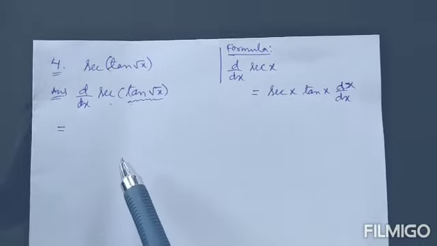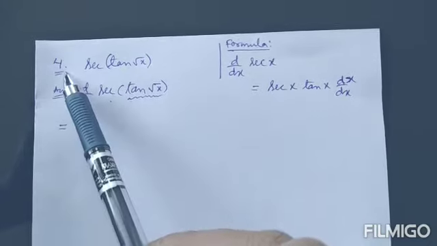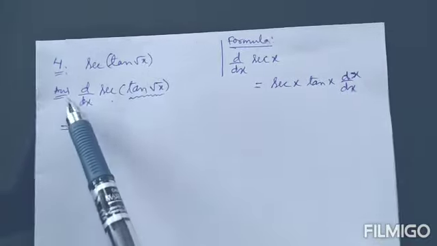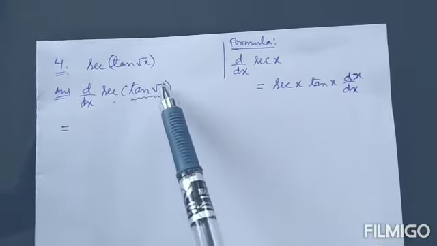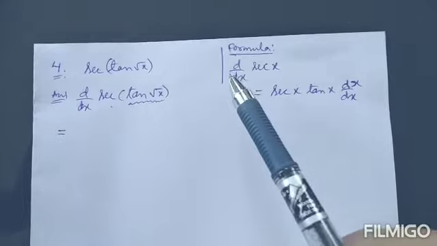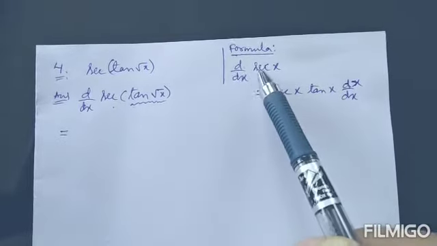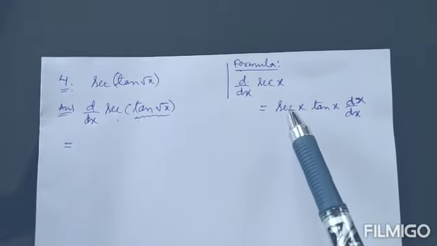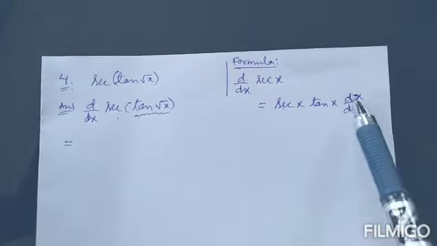Okay, student, today I will explain to you question number 4, sec of tan of root of x. Answer: d by dx of sec of tan of root x. The formula in this case is d by dx of sec of x, which is equal to sec of x tan of x dx by dx.